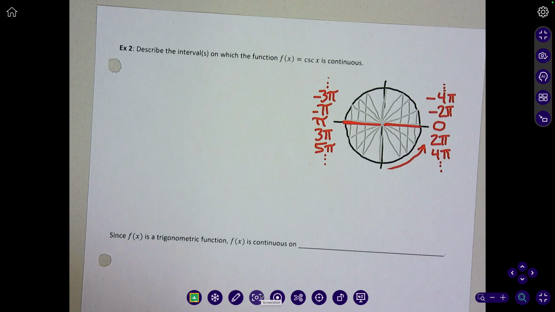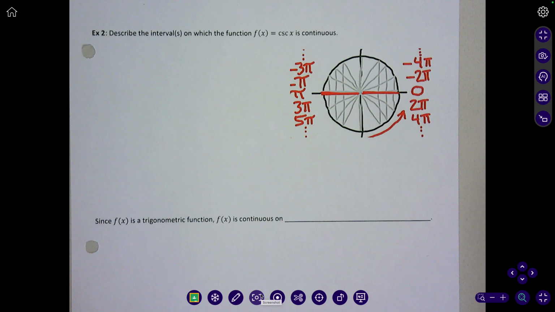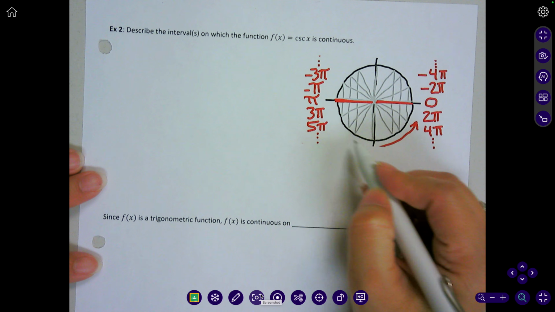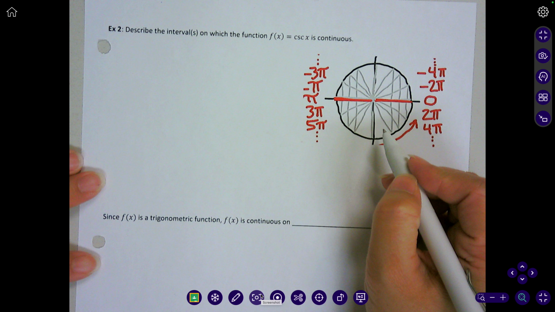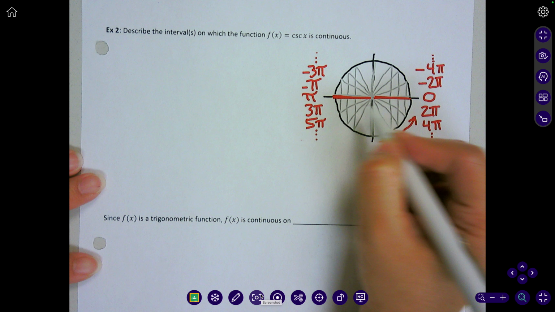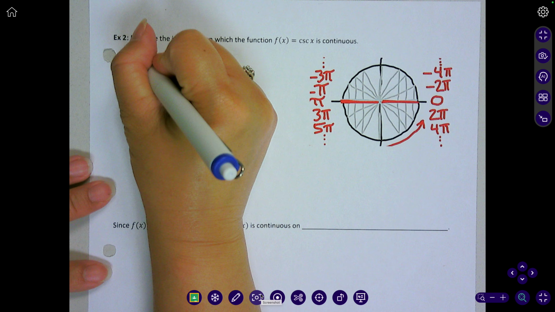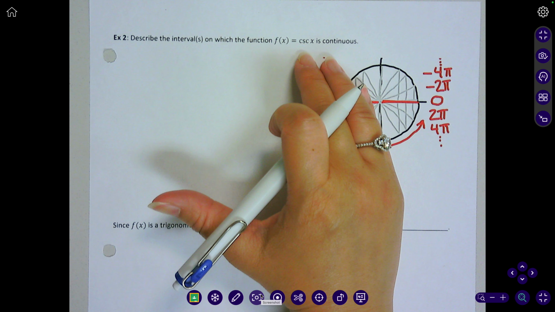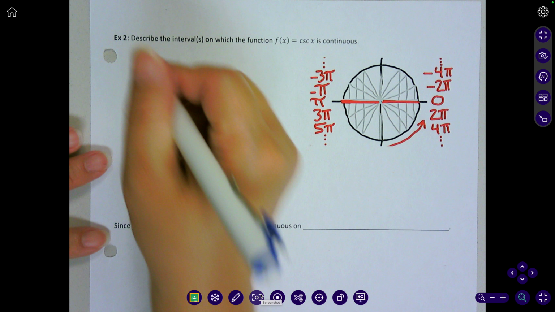And it says, describe the interval on which the function f of x is equal to cosecant of x is continuous. So we want that one. Okay? So let's take a look at that example. I got this diagram from the AP College Board video. And we're going to talk about these values in a moment. Okay? But let's take a look at where the function cosecant of x is discontinuous first.